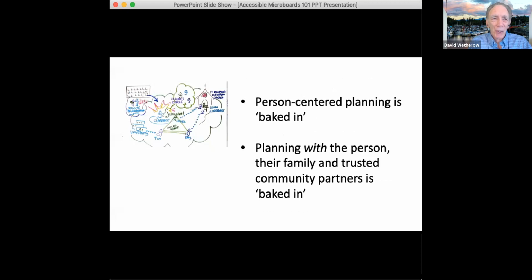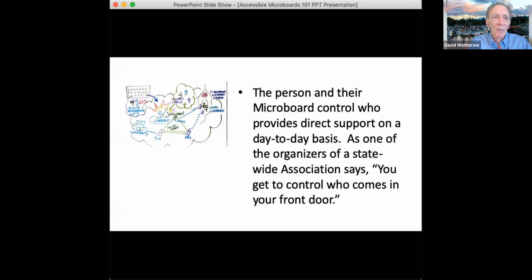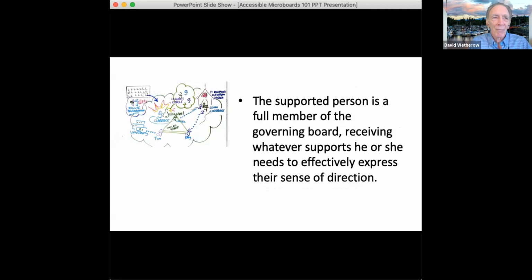Planning with the person and their families and trusted community partners is baked in. The person and their microboard control who provides support on a day-to-day basis. As one of the organizers of one of the statewide associations said, you get to control who comes in your front door. The supported person is a full member of the governing board, receiving whatever supports he or she needs to effectively express their sense of direction.